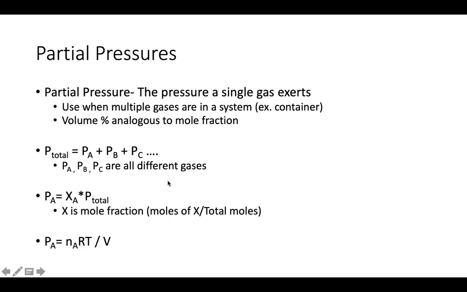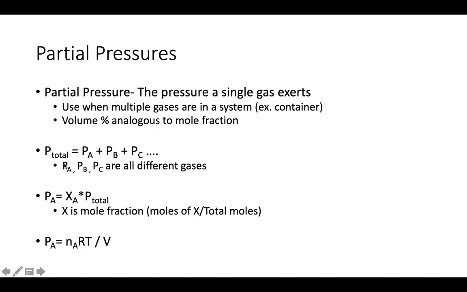Okay, and we have three general equations we associate with partial pressures. Our first one says that our total pressure of our system is equal to the summation of all of our partial pressures, right? So the total pressure might be equal to the pressure of oxygen plus the pressure of hydrogen plus the pressure of nitrogen, so on and so forth. It just depends on how many gases there are. Okay, but when you add up all your partial pressures, that's going to give you your total pressure.